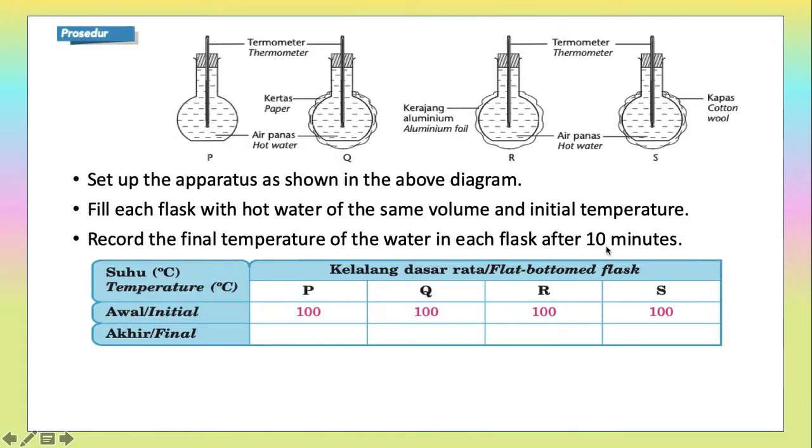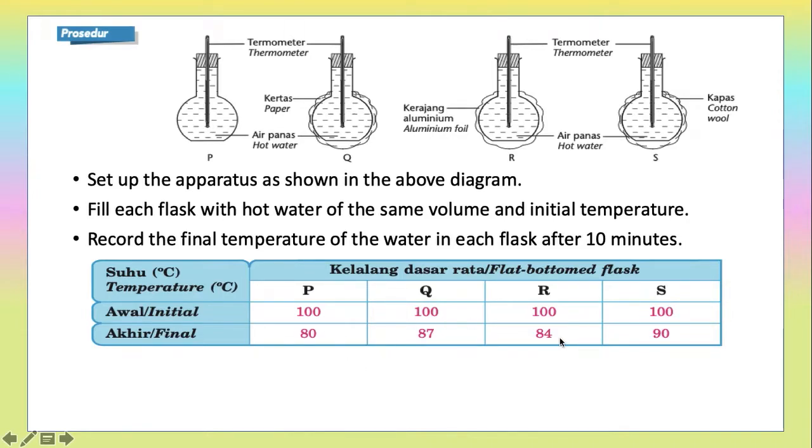After 10 minutes, flask P records 80 degrees Celsius, Q 87 degrees, R 84 degrees, and S 90 degrees. If we compare the results obtained, flask S can keep heat better compared to the other flasks.